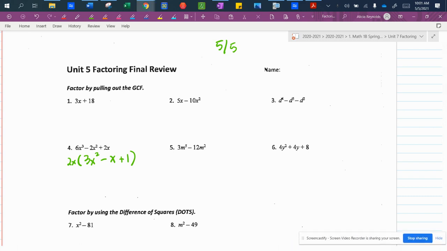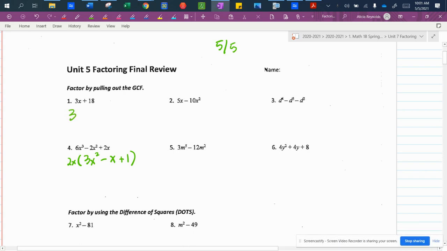For number one, what's the GCF? 3. So what's left? Very good. Number two, what's the GCF? 5x. So what's left?